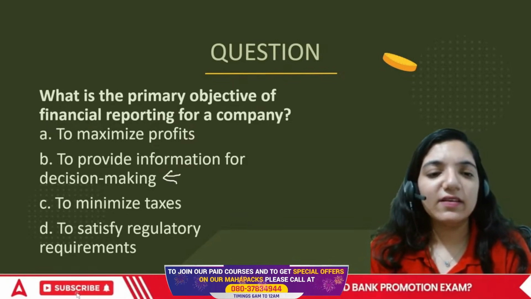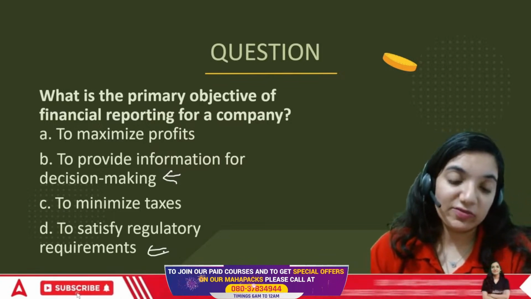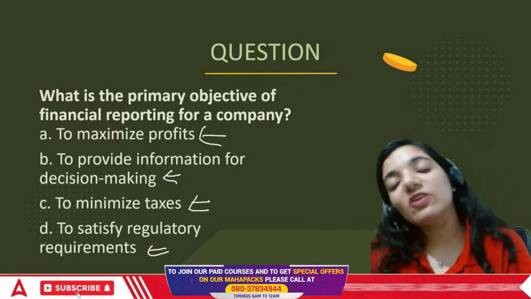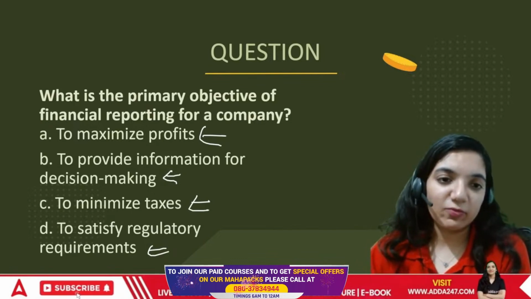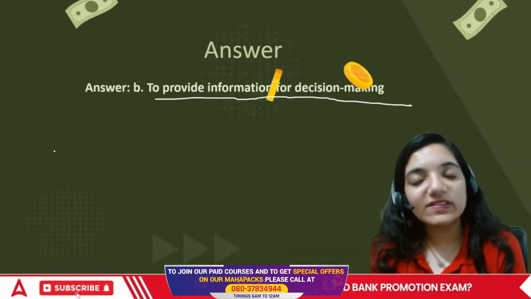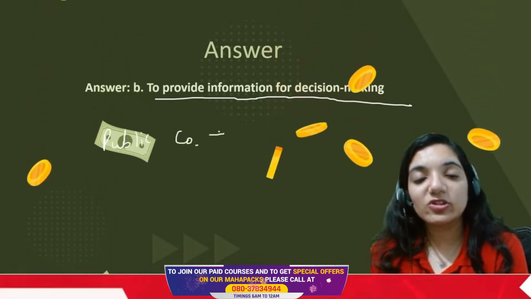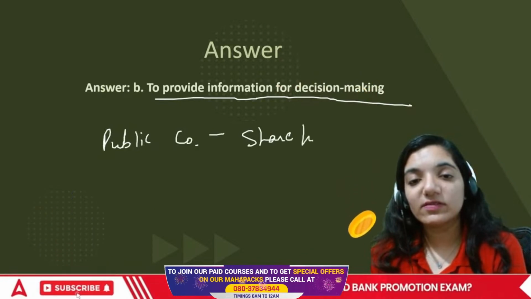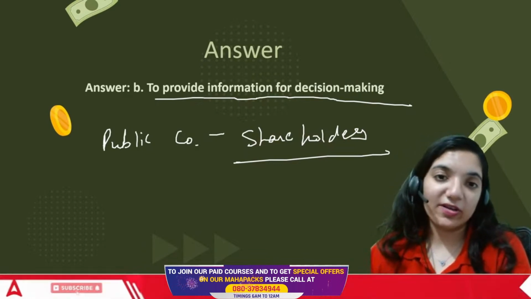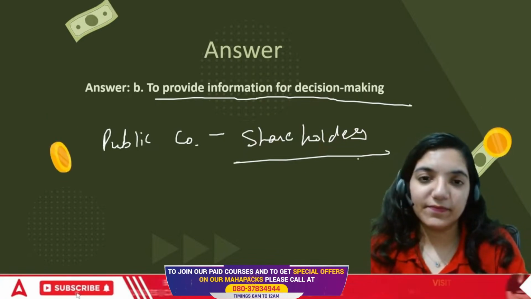That is true. Then it is also to satisfy regulatory requirements, because for a company it is compulsory to prepare the books of accounts. And if you know about your amounts, then you can maximize your profits and you can actually minimize your tax as well. Technically all these points are the objectives of financial reporting, but to provide information for decision making is the primary one, because they are supposed to provide this information. Public companies have to provide this information to their shareholders. Otherwise, why would people invest their money into the organization, right? So in this case, it is to provide for decision making.